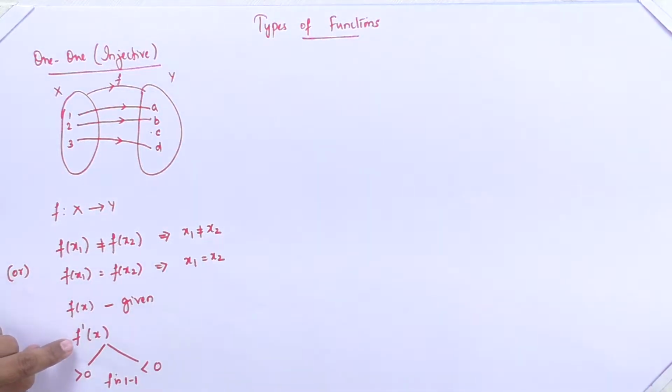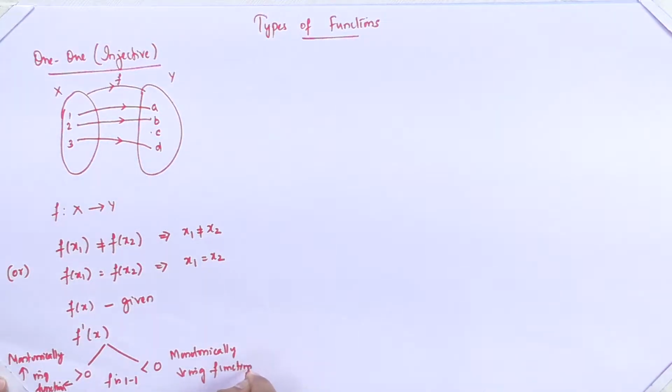So f dash of x, you will have to find it. If that f dash of x exists, then you will have to check whether, in any given interval, it is either greater than 0 or less than 0. If it is either greater than 0 or less than 0, then you call the function one to one. And here, more specifically, whenever it is greater than 0, it is a monotonically increasing function, and whenever it is less than 0, we say it is a monotonically decreasing function.